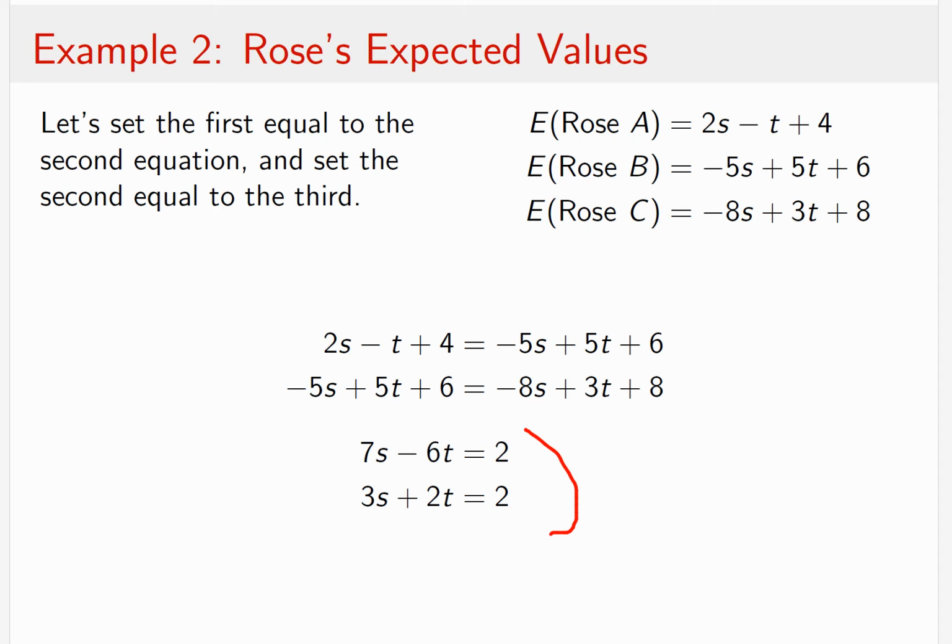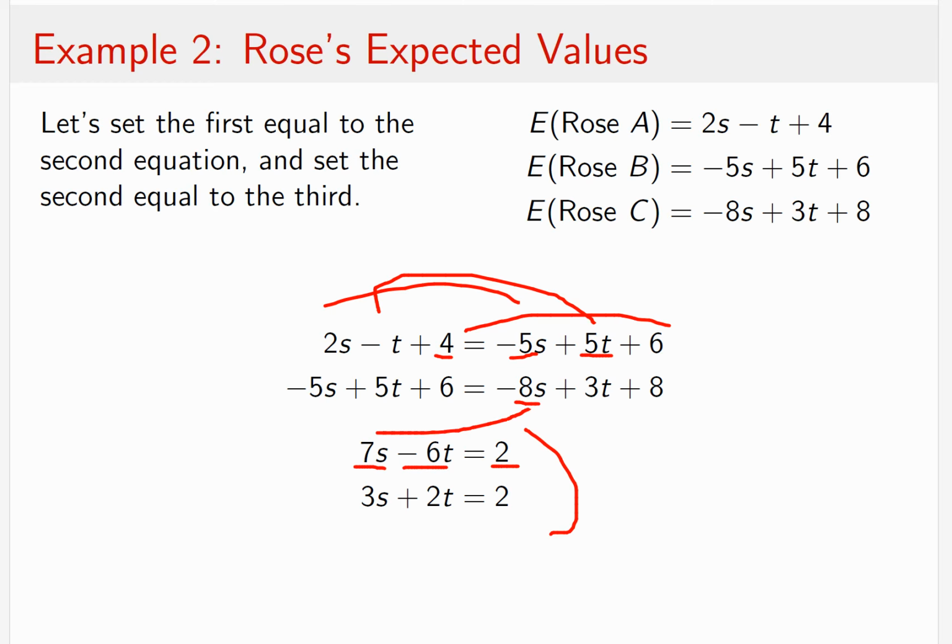Well, what have we done? We move the 5s over to the left and get positive 7s. We also have moved the 5t over to the left, but that requires subtracting 5t from both sides, so I have minus 6t, and now I want to move the 4 over, so I'm subtracting 4 from both sides, so I have 2.